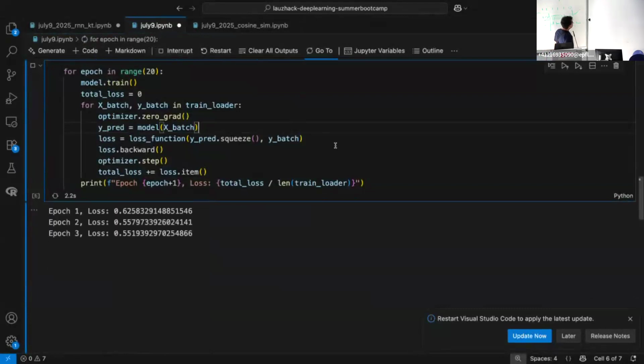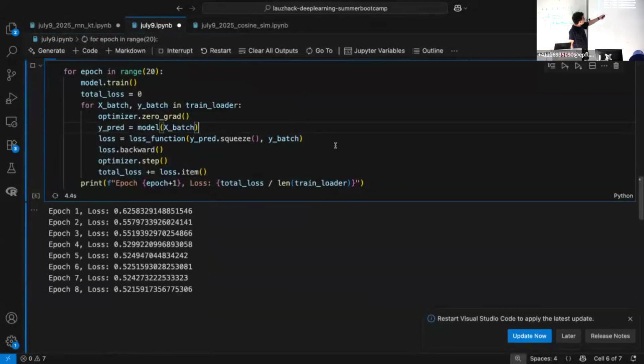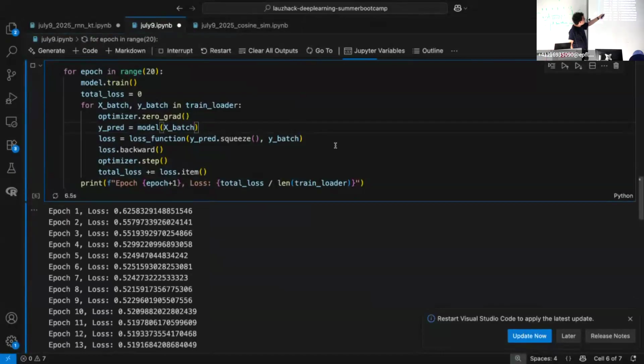So you see here, the loss is decreasing. 62.5, 557, 551, 52, you see? But then after a while, it's not decreasing anymore, and it's actually a bit increasing. But in the end, it's okay. After a while, the loss is not decreasing that much, but it's still good. I think it's not that bad because it's also not increasing.